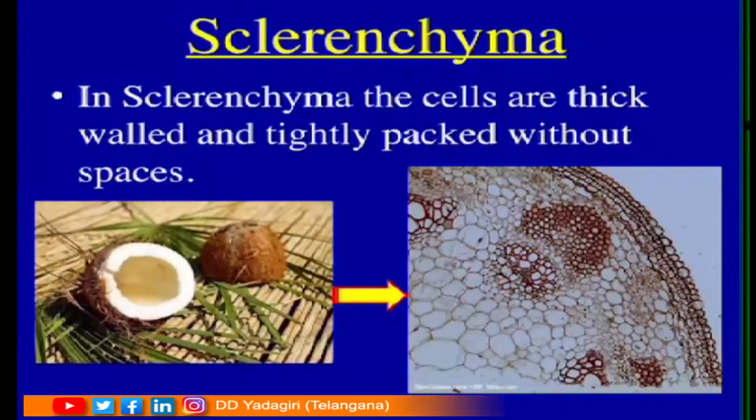Now, we study about a sclerenchyma. In sclerenchyma, the cells are thick walled and tightly packed without spaces, and they give protection for the fruits. So, this nut, the shell which is having here, this coconut shell or the groundnut you see, those shells are harder because of the presence of sclerenchyma.